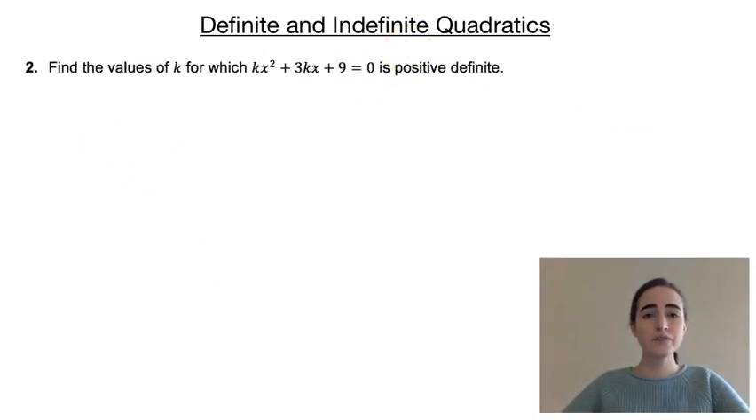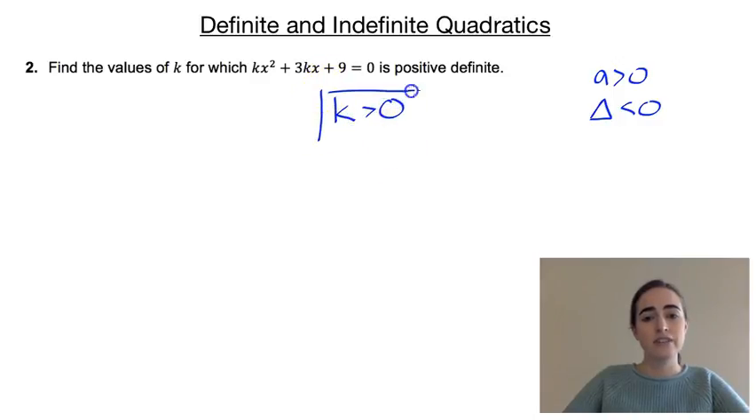Our second example asks us to find the values of k for which kx squared plus 3kx plus 9 equals 0 is positive definite. So we're looking for those same conditions, that our a is greater than 0 and our discriminant is less than 0. So in this one, our coefficient of x squared, that a, is k. So we need to make sure that in our final answer, k is greater than 0. That's something we've got to keep in mind when we get to our final answer, and check that that's satisfied as well.